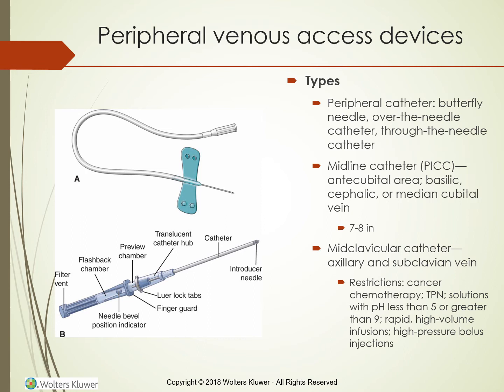Midclavicular catheters, otherwise known as axillary and subclavian veins, are not used for cancer chemotherapy, total parenteral nutrition, or solutions with pH less than 5 or greater than 9, rapid high-volume infusions, or high-pressure bolus injections.